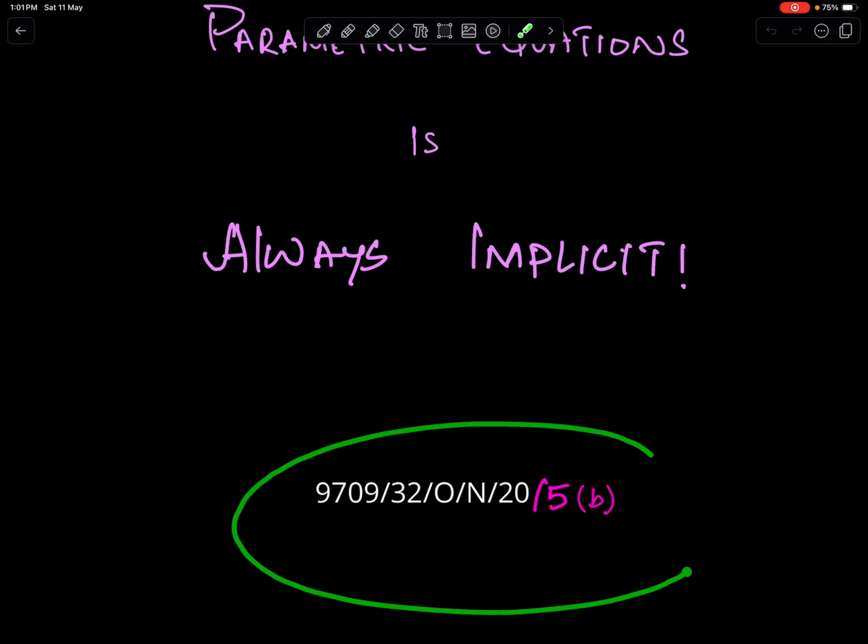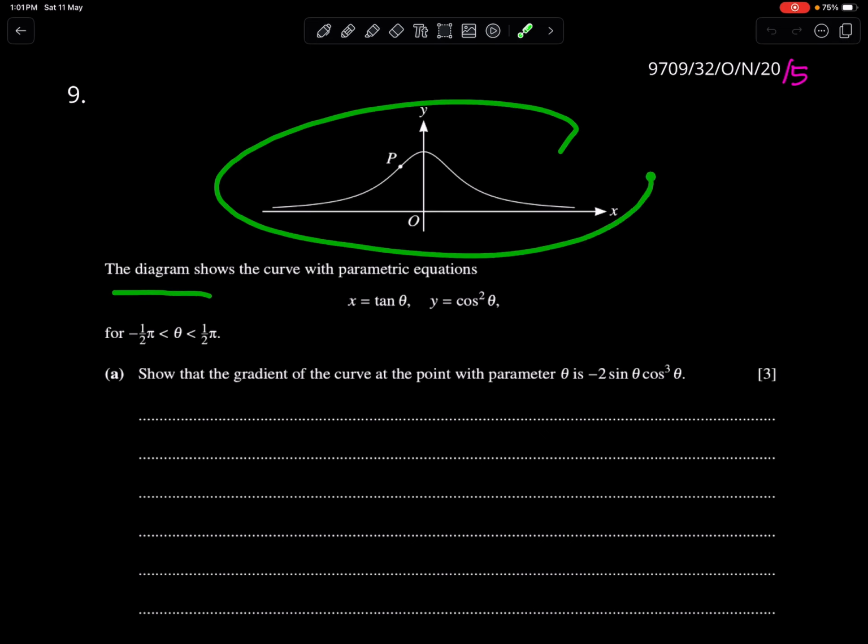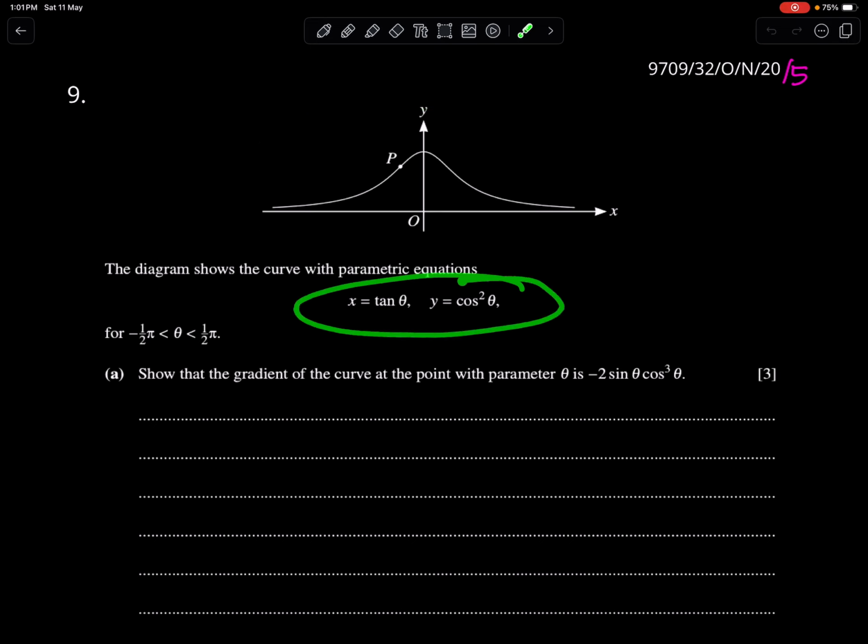This is the reference of the question. The question is from November 20, paper 3 to 5, part B. The diagram shows the curve with parametric equations for this domain. Part A: show that the gradient of the curve at the point with parameter theta is this.